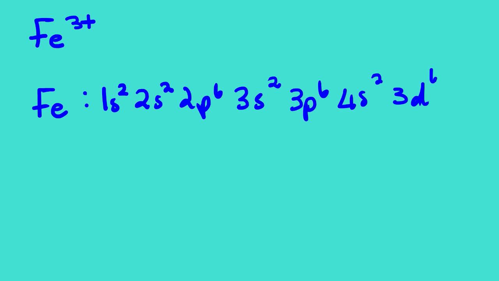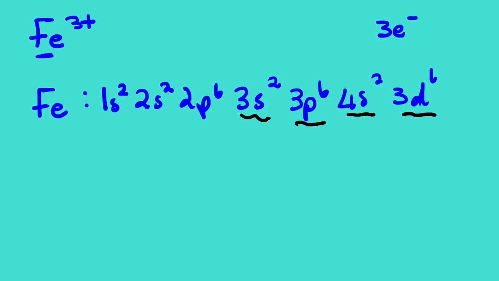Now in this case, we need to integrate everything we've learned from quantum numbers to electron configuration. Remember that we have 3 plus. It means that we are going to remove 3 electrons. 3 electrons should be removed from our electron configuration. Now the question is, are we going to remove here, here, here, or here?